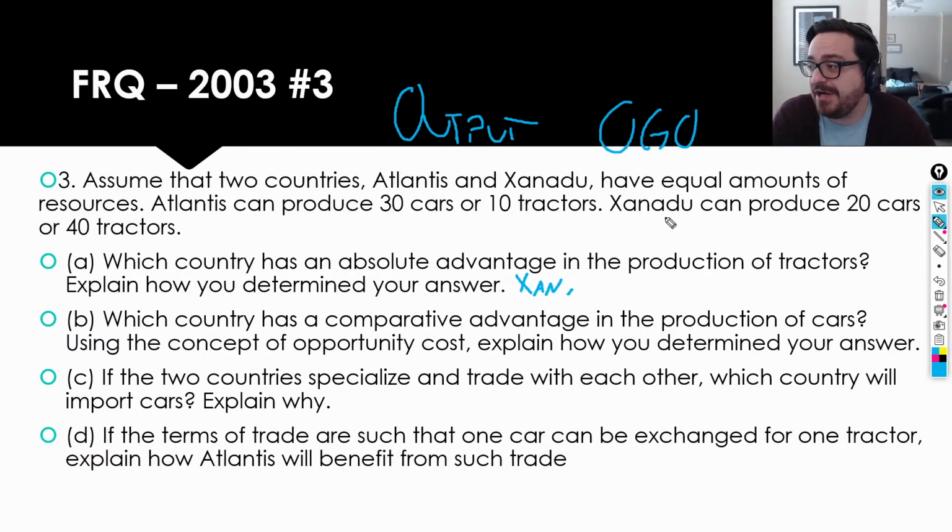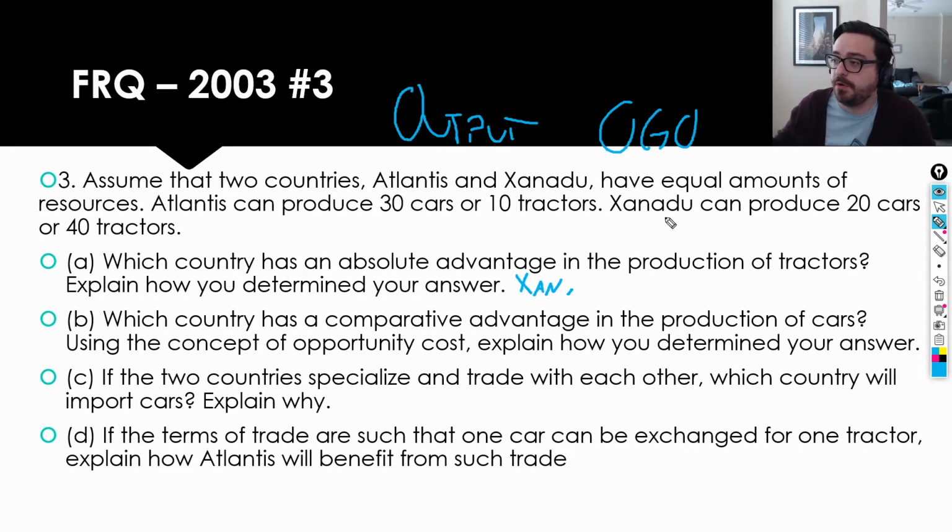How would you explain this? I would not say because 40 is greater than 10. That doesn't tell them how you know what the answer is. It just tells them that you know that 40 is greater than 10. How I would explain it is I would say Xanadu, because absolute advantage is defined as who can produce the most given the same amount of resources, and Xanadu can produce 40 tractors while Atlantis can produce 10.